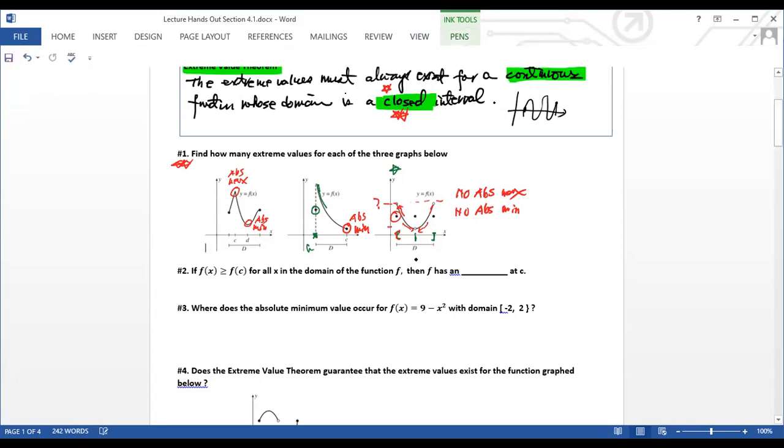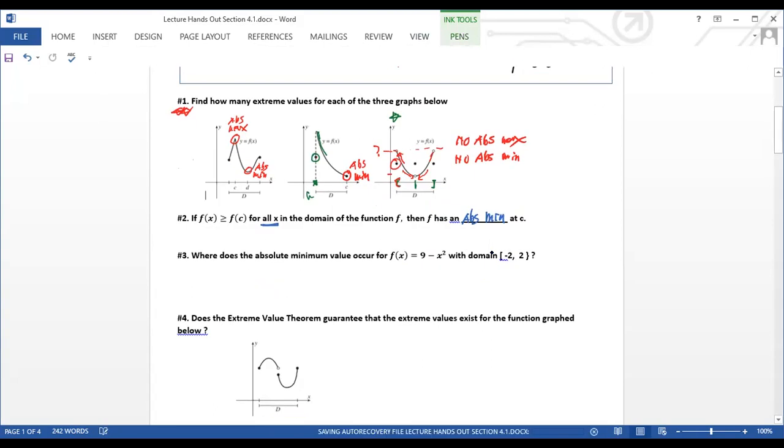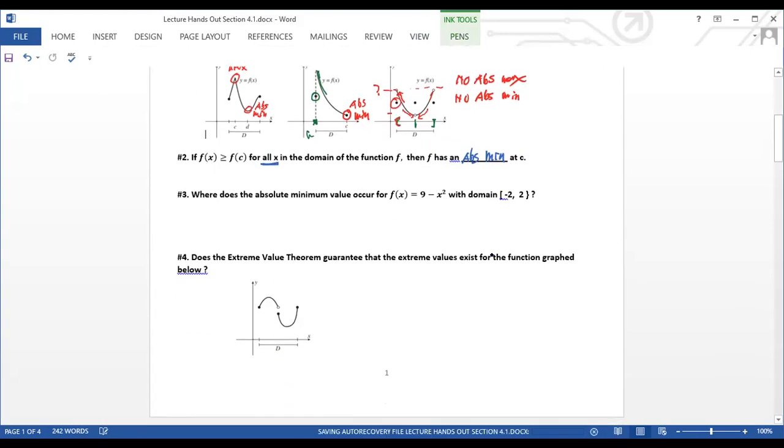Okay, so now let's take a look at number 2 here. Number 2 says, if f of x is greater than f of c for all x in the domain, so if everything is greater than, what do I have? I have an absolute minimum, right? Because everything is greater than.